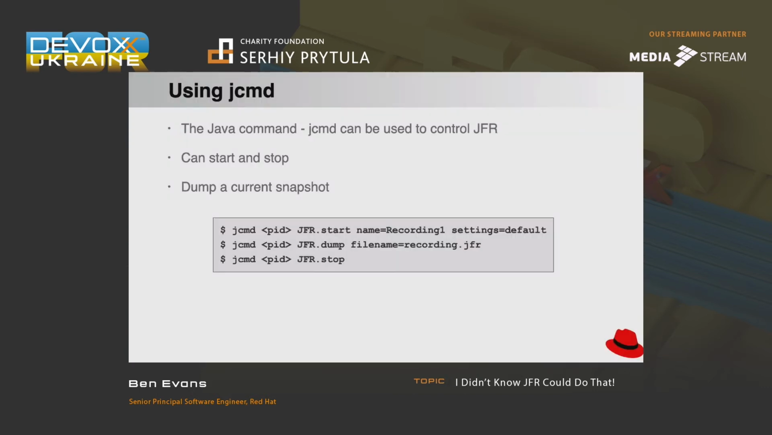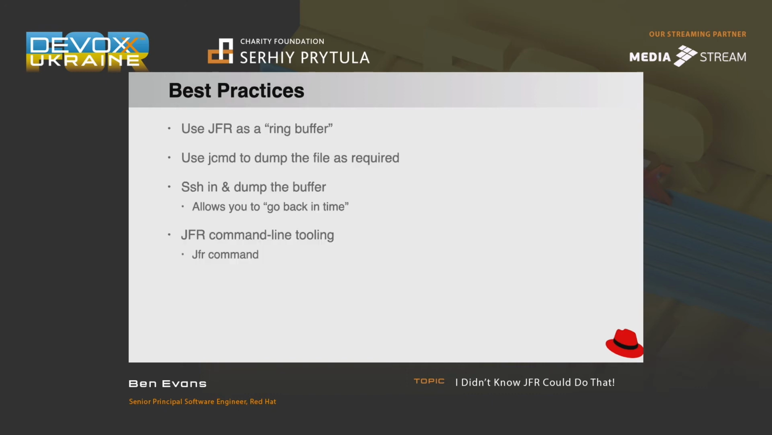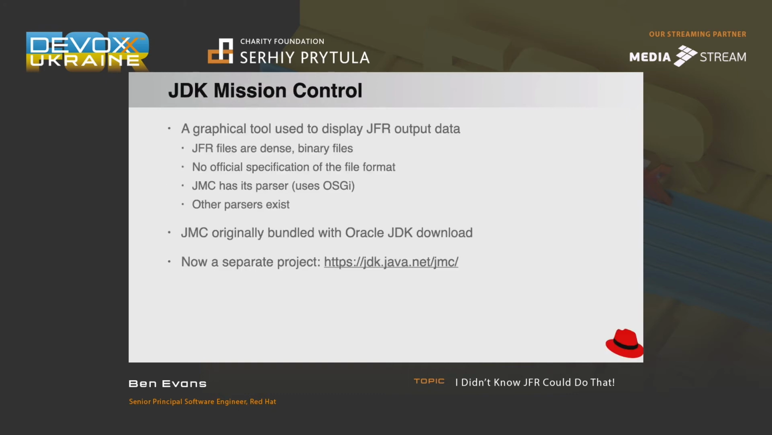Okay, so what else can we say? We've talked a bit about this. We have JFR as a ring buffer. So let's see Mission Control. We've got these files now, and we want some way to work with them. Yes, we have the JFR command line tooling, but it's not as useful as we might like.